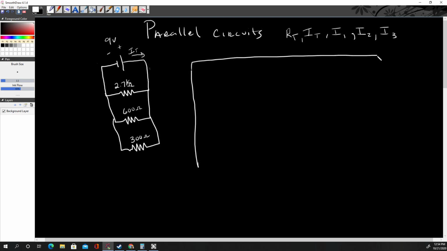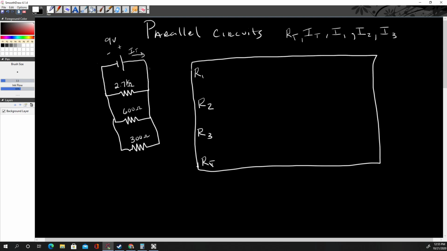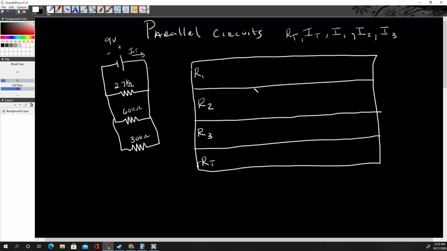Let's make a table, just like before. And the rules are the exact opposite of series circuits. So let's call this resistor 1. So this one will be resistor 1. This one will be resistor 2. And then resistor 3 will be that last one. And then we'll just say RT, or we'll just call this total. That'll be our total column. Keeping the lines surprisingly straight today. Alright.